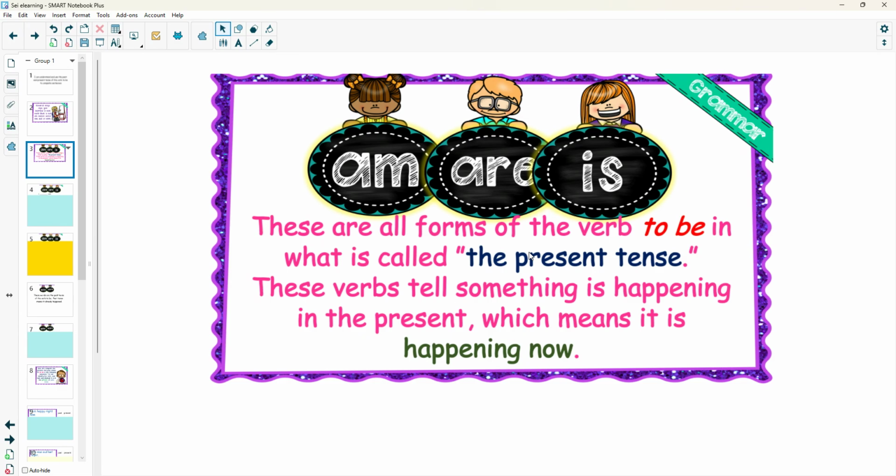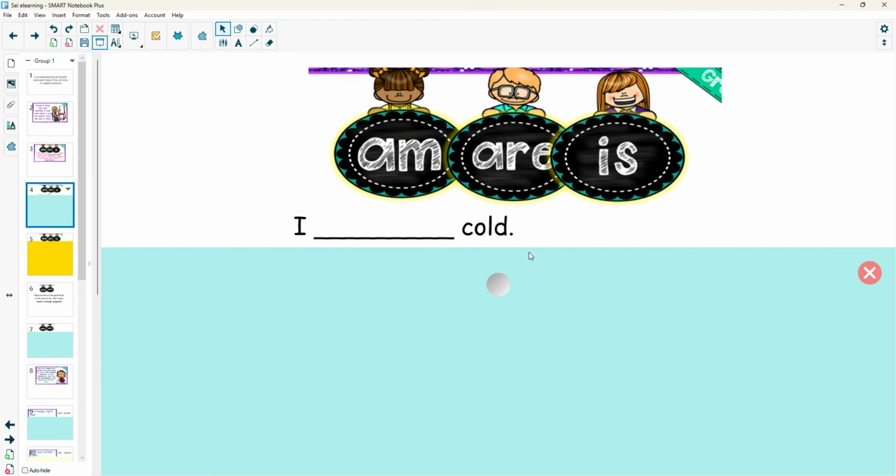Am, are, and is are all called the present tense of the verb to be. We know that the present tense means that something is happening in the present, which means it's happening right now. So again, am, are, and is are present tense forms of the verb to be, which means that those things are happening right now. Let's take a look at some examples and see if we can use them correctly in sentences.